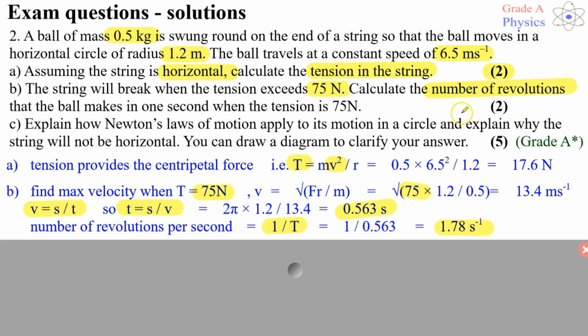It's a little bit more tricky for part B. But yeah, probably grade C, grade B question there. So part C is certainly the most difficult. 5 marks, possibly even 6 marks this question could be, if it's a variation.